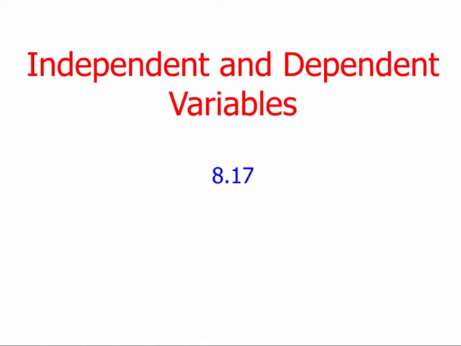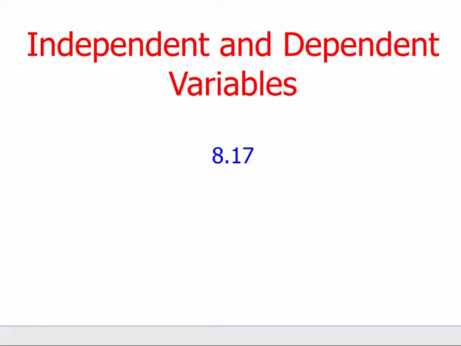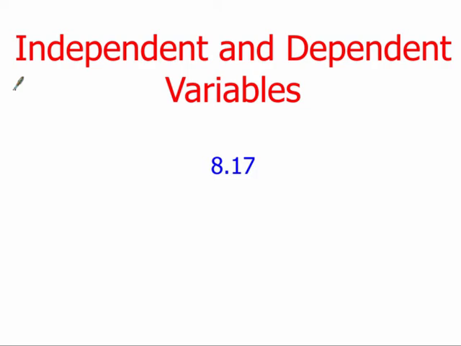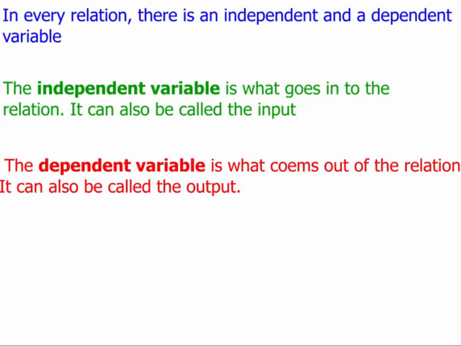For this video, we are going to be discussing independent and dependent variables. So let's discuss what those mean. In every relation, there's going to be an independent variable and a dependent variable. The independent variable is just what goes into the relation. We can also call it the input. The dependent variable is what comes out of the relation. We can also call that the output. It's very simple. Independent variable goes in, dependent variable comes out.